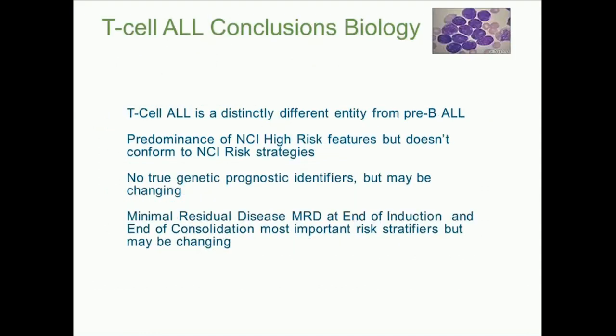So conclusions for biology: T-ALL is distinctly different from pre-B, with a predominance of NCI high-risk features, but doesn't conform to NCI risk strategies. There are no true genetic prognostic identifiers, but that may be changing as we become more adept at learning what those hematopoietic genes turning on and off do. And minimal residual disease at end of induction and end of consolidation are the most important risk stratifiers.